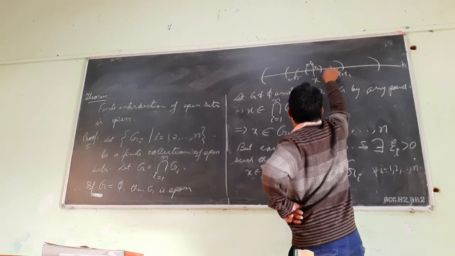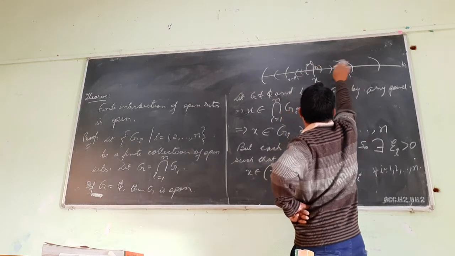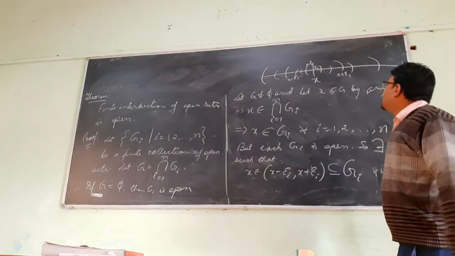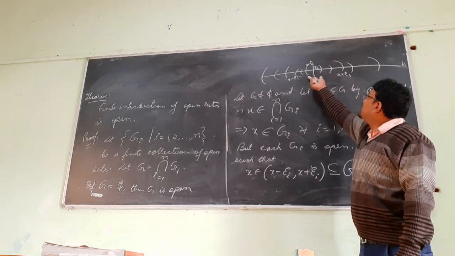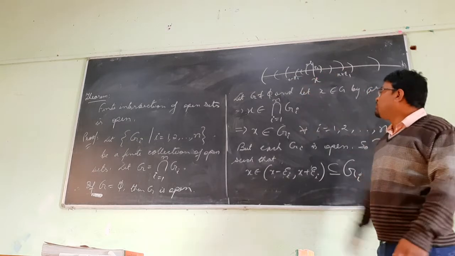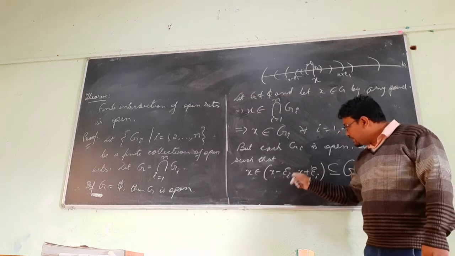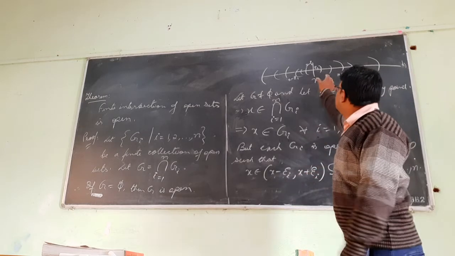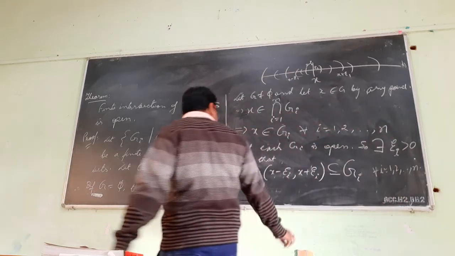But ultimately they are symmetrically distributed about X. So whatever it is, the smallest radius that we take will lie inside all this collection. The minimum one. So I will take epsilon equal to minimum of epsilon I. Then the smallest one, this will be a subset of everything. That is what we will do.